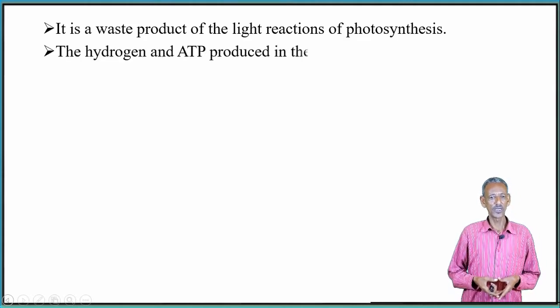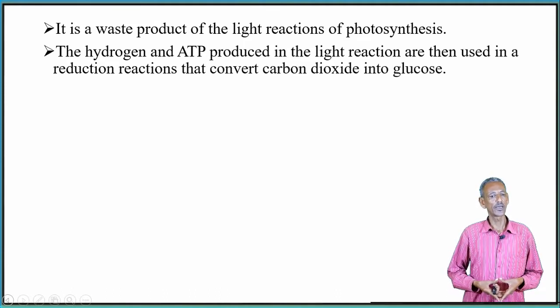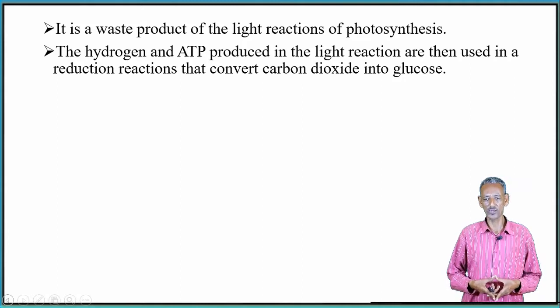The hydrogen and ATP produced in the light reaction are then used in reduction reactions that convert carbon dioxide into glucose.